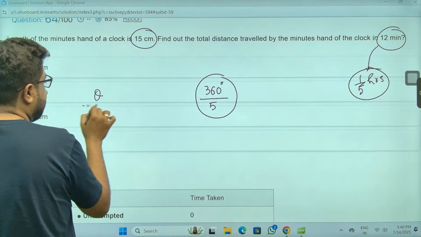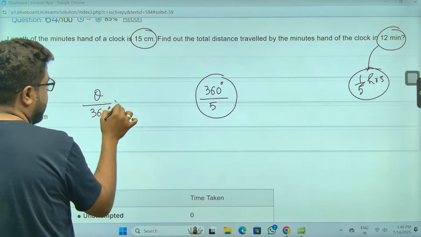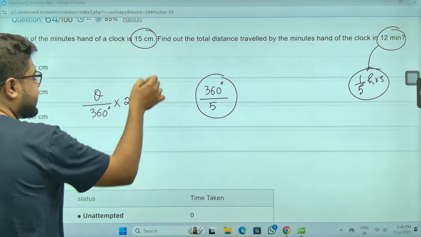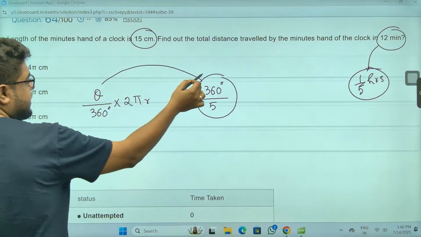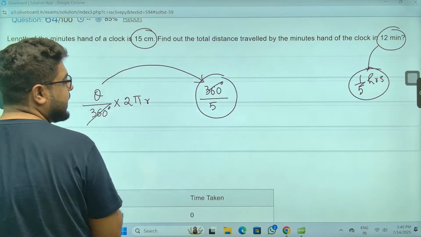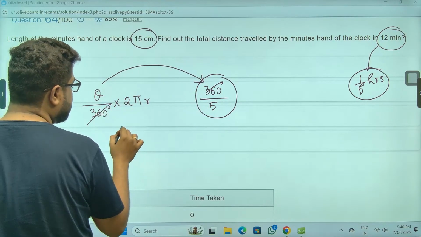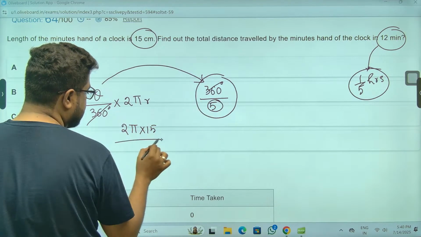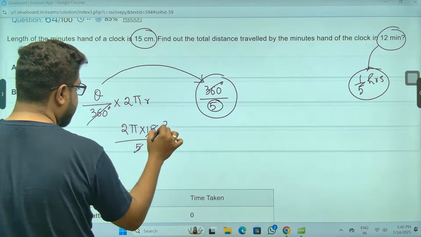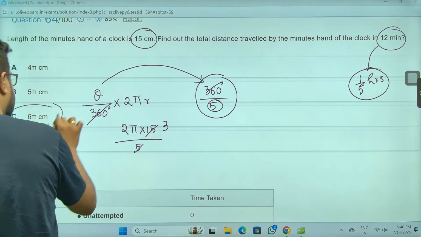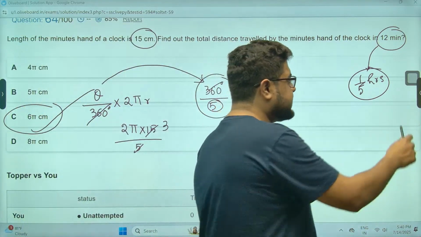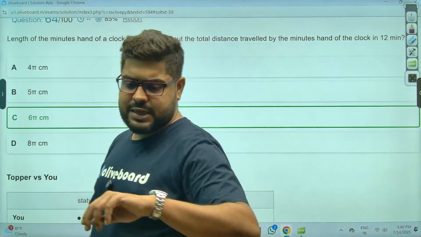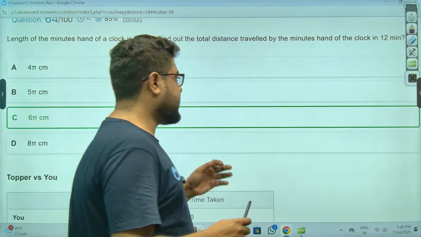So this is theta by 360 into 2 pi r, the total distance, that means the circumference. Theta is this, sir. 360 cancels. And this will be 2 pi into r, which is 15, divided by 5. So the answer will be 6 pi, option number C. Option number C, 6 pi will definitely be the correct answer. It is a two-line question. Correct? Correct, sir.